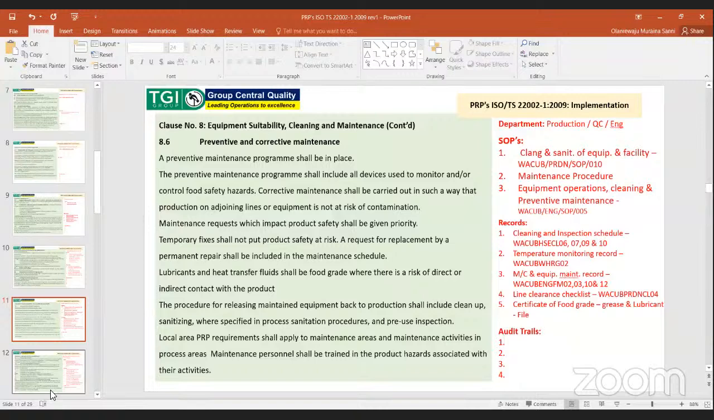Then certificate of food grade, whether we are using grease or lubricant. We need to also have evidence of it, because during the audit, they are going to ask us, the grease and lubricant we are using, are they food grade? They need to see evidence of it.